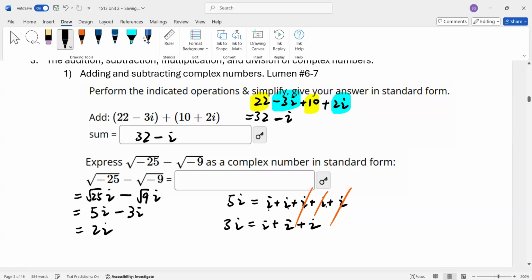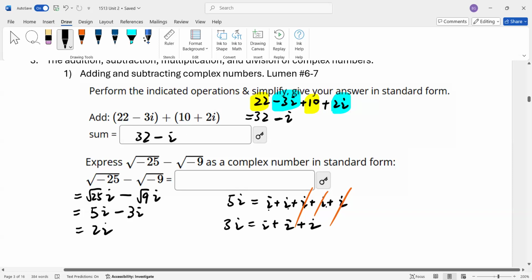And in standard form, let me try. I'm in Lumen right now. I'll let you know. If I only enter 2i, would the system identify it as correct without the 0 plus 2i? If I only enter 2i, let me see. Yes, still correct. All right. Technically it is 0 plus 2i, but if you only enter 2i, the system will identify it as correct. All right, so that is this problem.